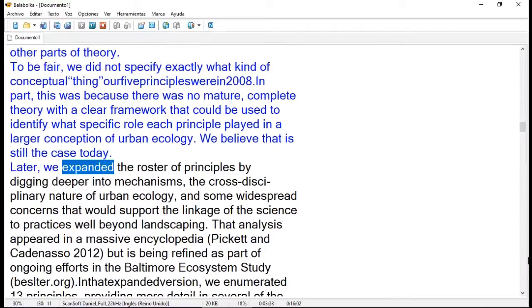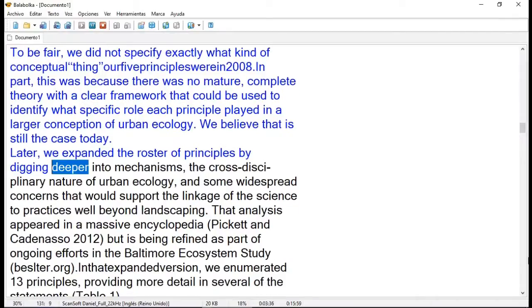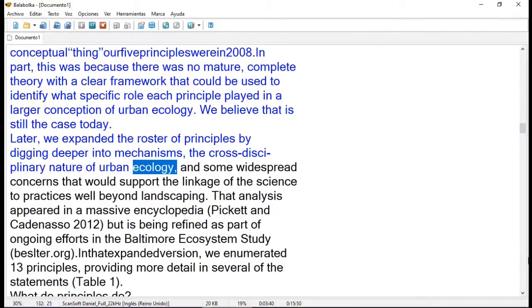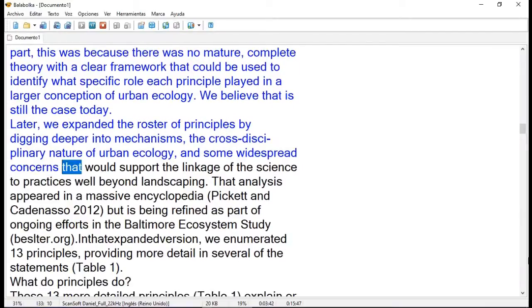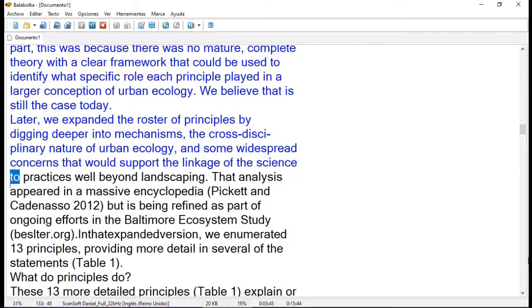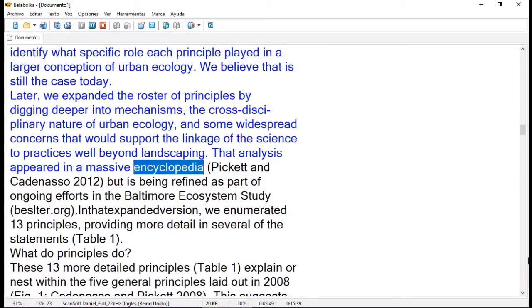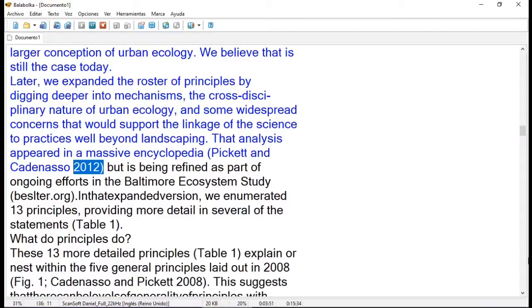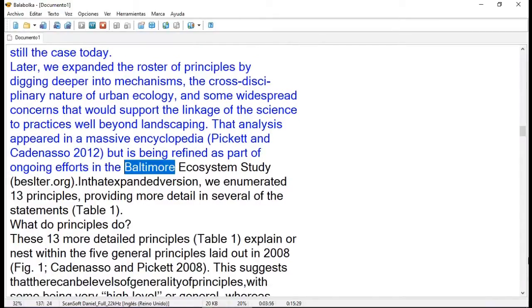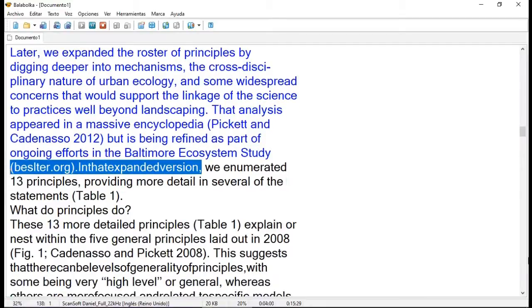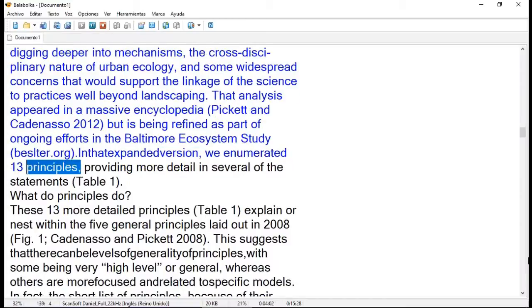Later, we expanded the roster of principles by digging deeper into mechanisms, the cross-disciplinary nature of urban ecology, and some widespread concerns that would support the linkage of the science to practices well beyond landscaping. That analysis appeared in a massive encyclopedia, Pickett and Cadenasso 2012, but is being refined as part of ongoing efforts in the Baltimore Ecosystem Study, BES2.org. In that expanded version, we enumerated 13 principles, providing more detail in several of the statements.